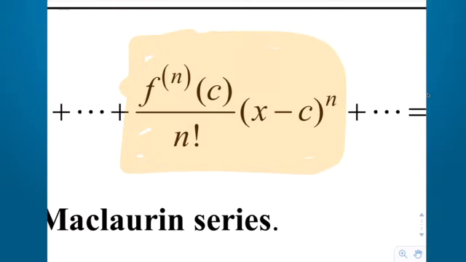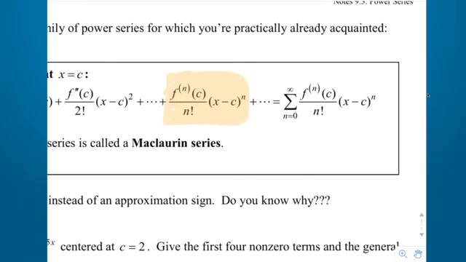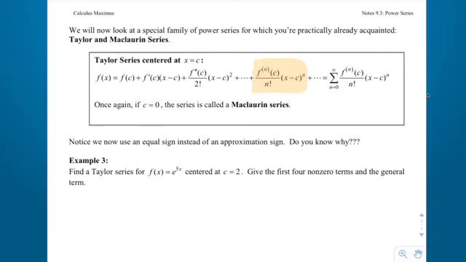So this is still the most important part of a Taylor and Maclaurin series. It gives you the way to generate the coefficients and the variables, so you're going to need a differentiable function. And just like before, if we center at 0, the Taylor series is called the Maclaurin series. Notice we don't use an approximation sign, right? We use an equal sign now.